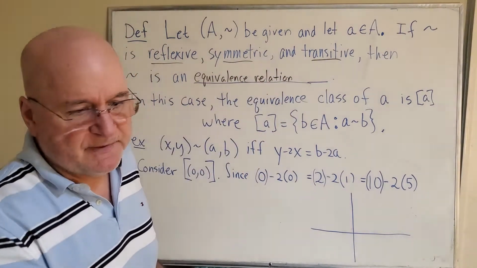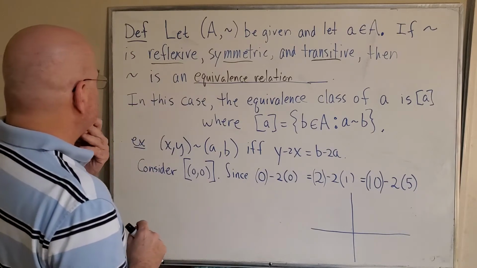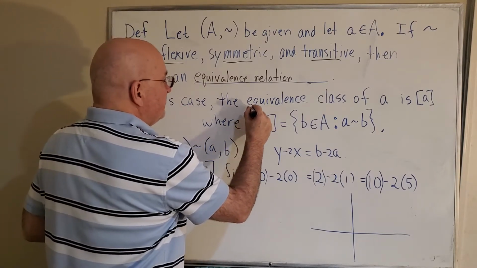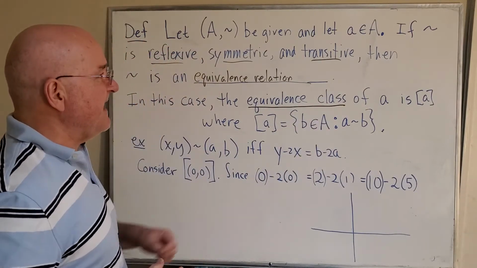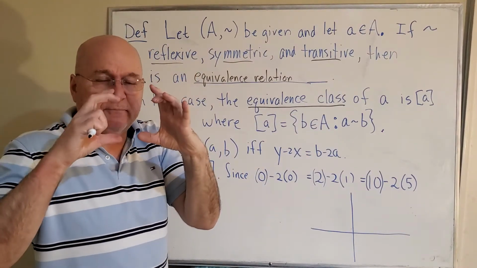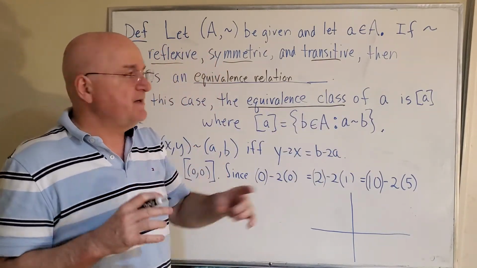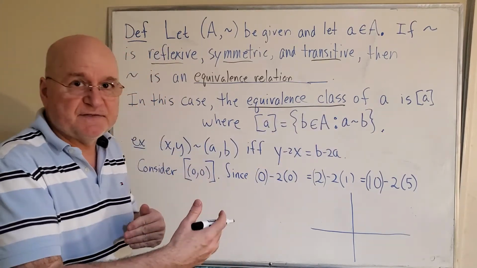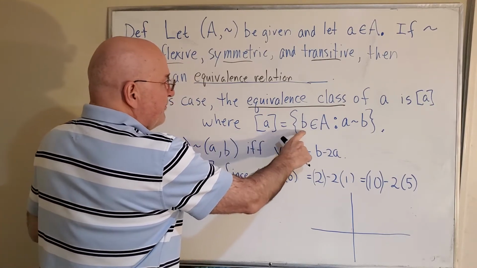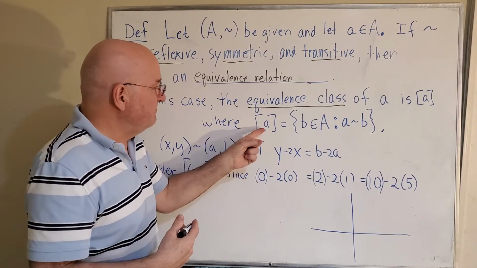It's got to be all three of them to be called an equivalence relation. And then we continue with this definition. In this case, and this is what I'm defining, the equivalence class of this single element is written like this. You just take that element and put the square brackets around it. It means not only does it contain A, this is a set, and it contains every element that is equivalent to A or related to A. Here's a formal definition. This is the set of all B in capital A such that A is related to B. And obviously, since A is related to A, A is in this set.